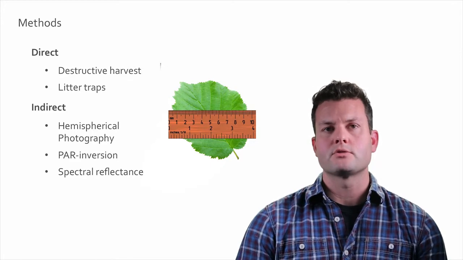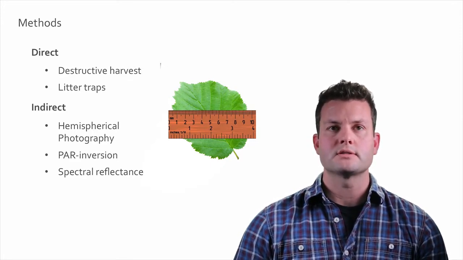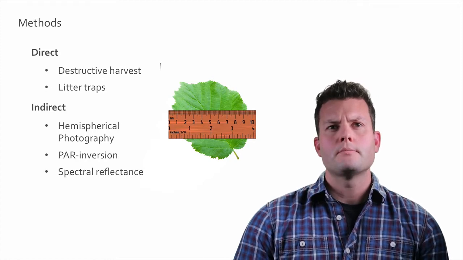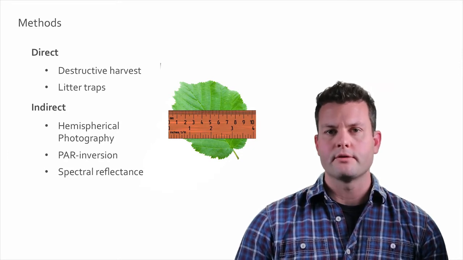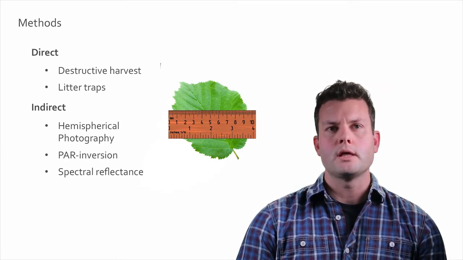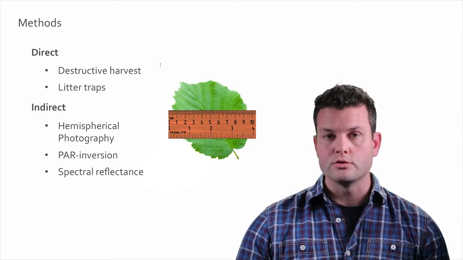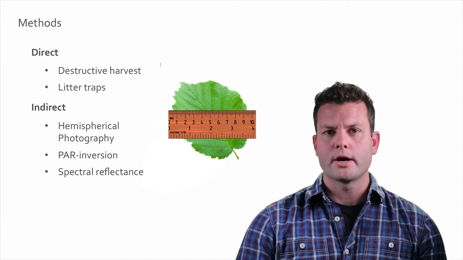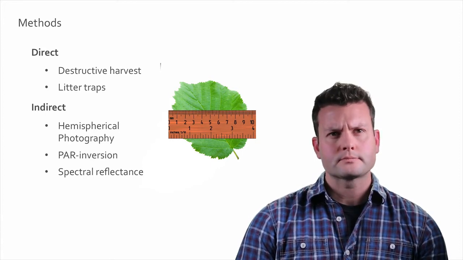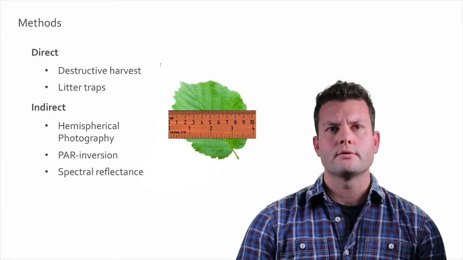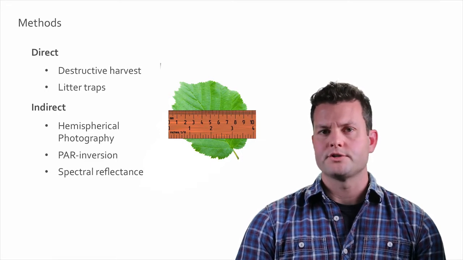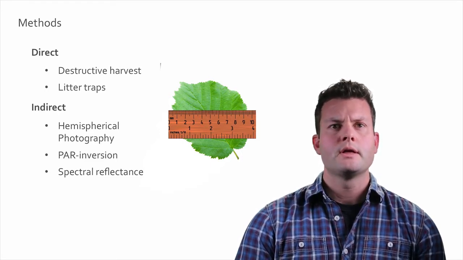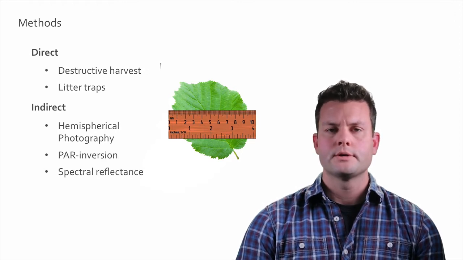One way around that that's not as destructive is to use litter traps to capture leaves that senesce and fall off of plants. In contrast, there are indirect ways that don't measure LAI directly, but measure some other related variable. Those variables can be used either as proxies for LAI or to directly model what LAI is. The indirect methods I'll cover in today's seminar are hemispherical photography, PAR inversion, which uses measurements of transmitted radiation through the canopy, and finally spectral reflectance, a top-down approach using sensors above the canopy.